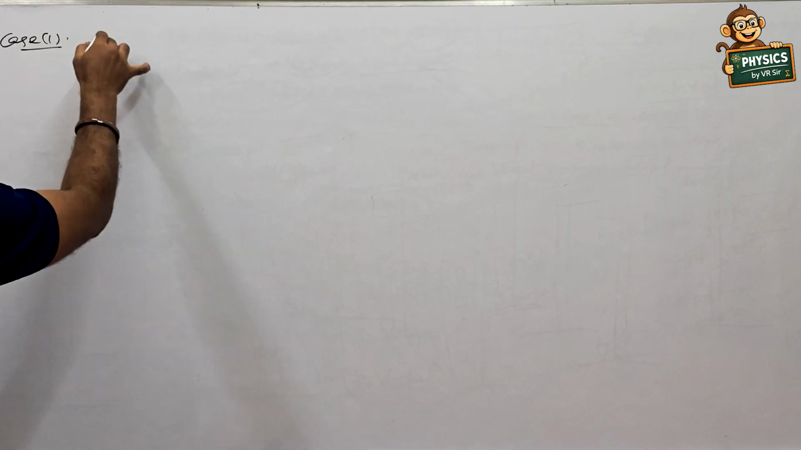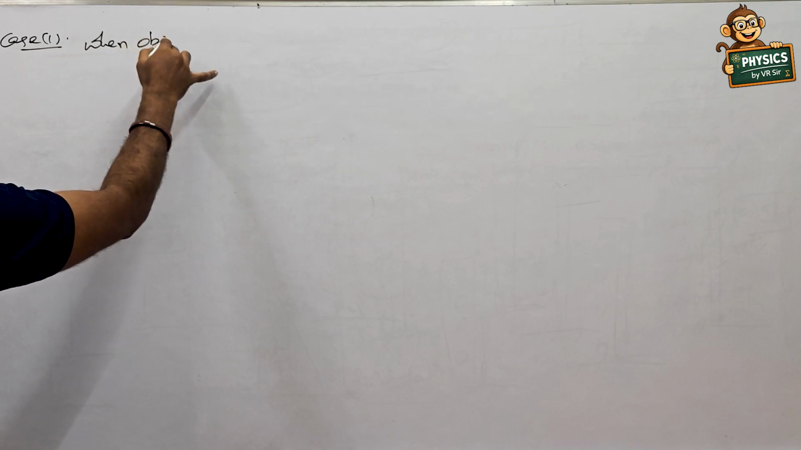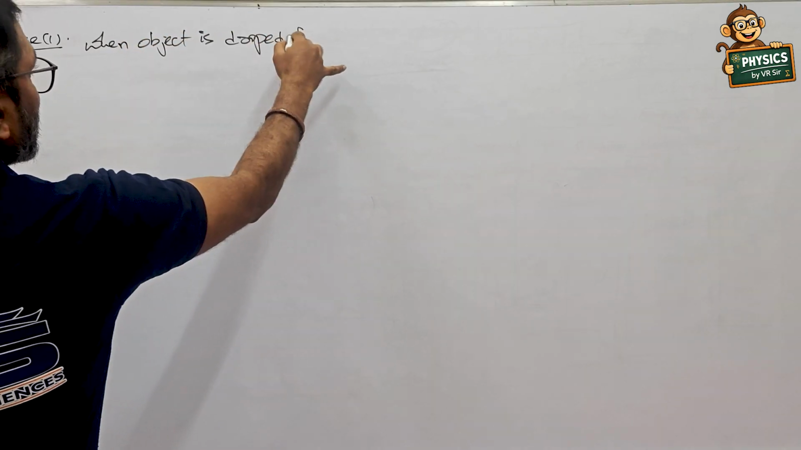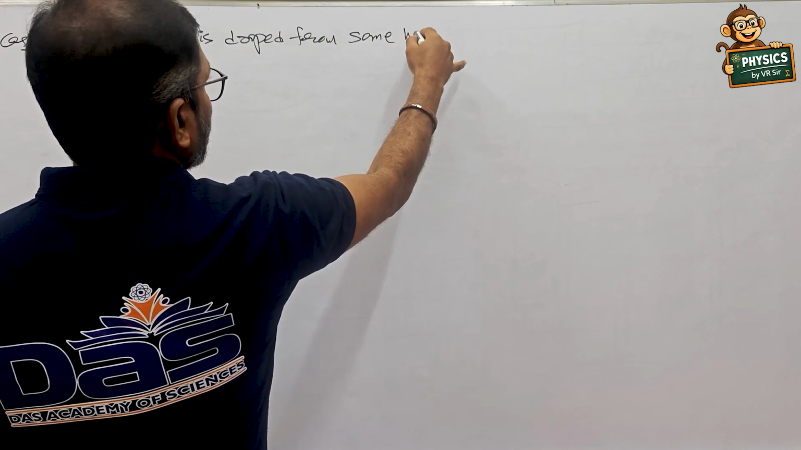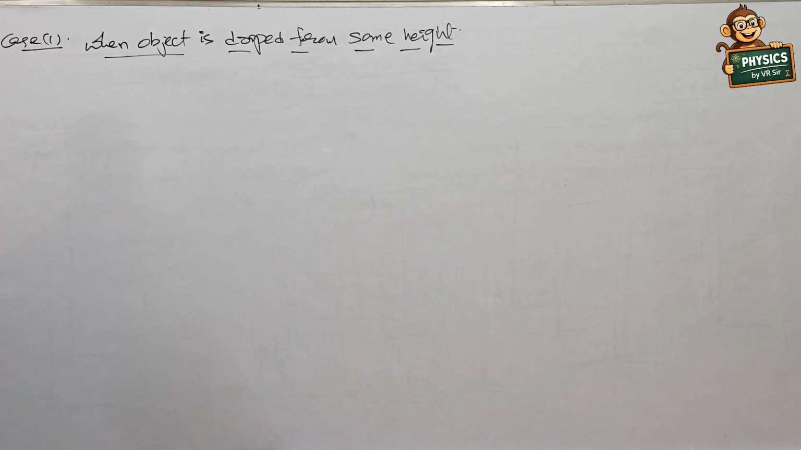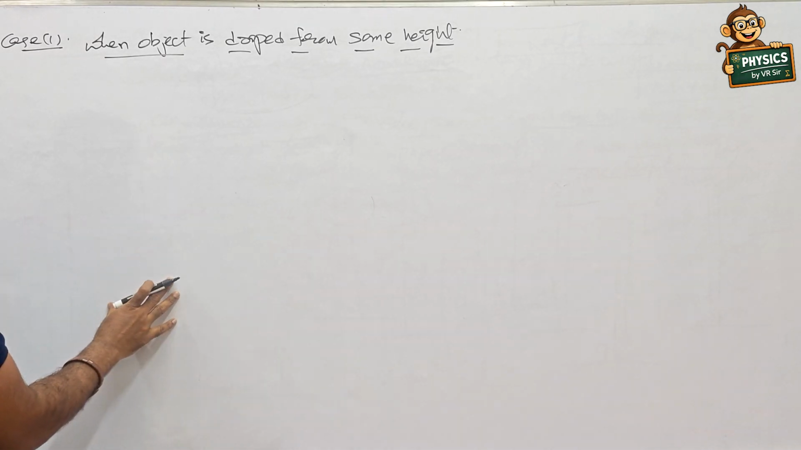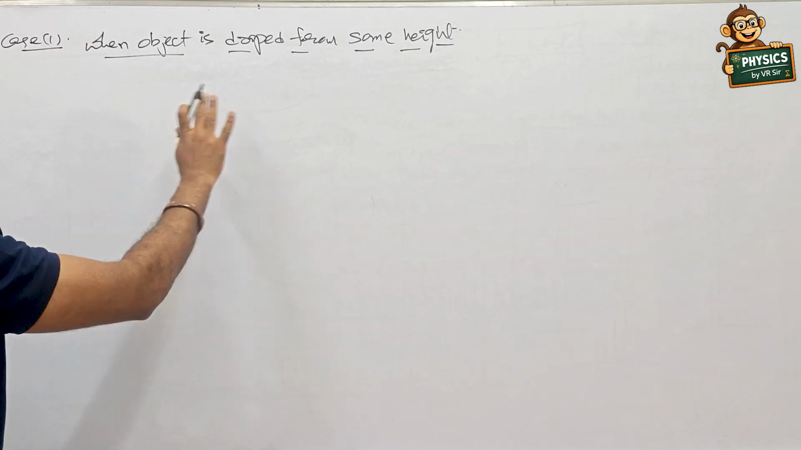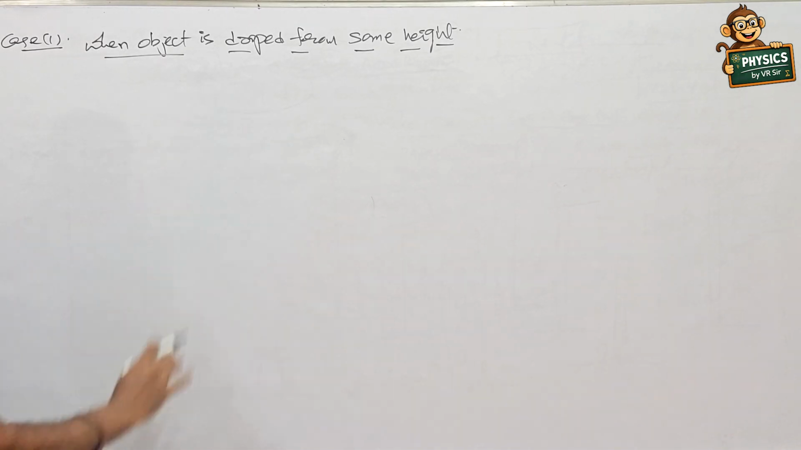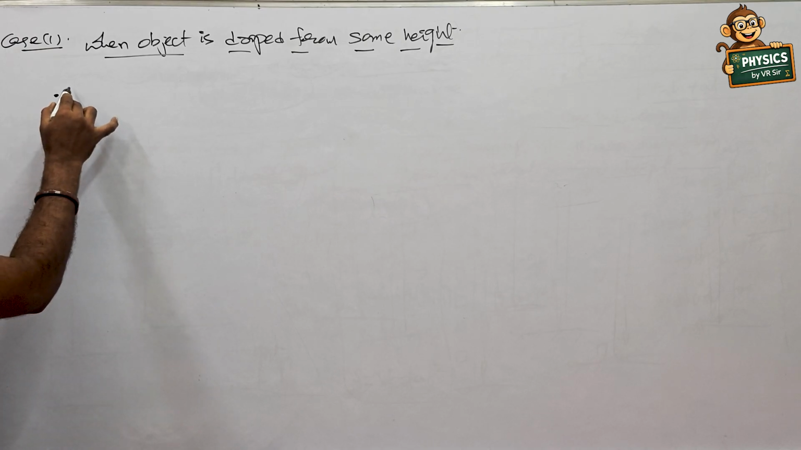Now let's start with the first case. Case 1: an object is dropped from some height. We want to study the motion of the body the moment it is released until it reaches the ground. We want to analyze the complete picture of the details of the motion of the body. So let's take the situation.